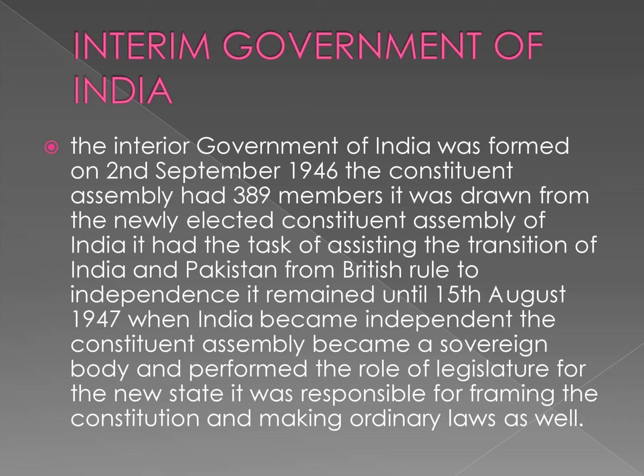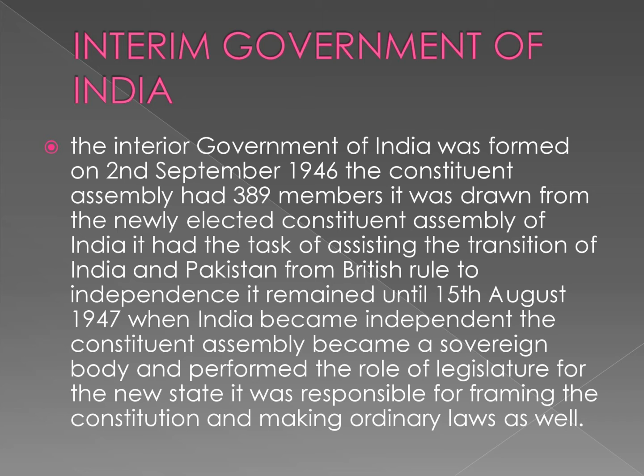When India became independent, the Constituent Assembly became a sovereign body and performed the role of legislature for the new state. It was responsible for framing the constitution and making ordinary laws, as well as the interim government formed on 2nd September 1946 with 389 members. So the main aim of the formation of the interim government was to perform the role of legislature, that means to make a set of legislation to run the administration.